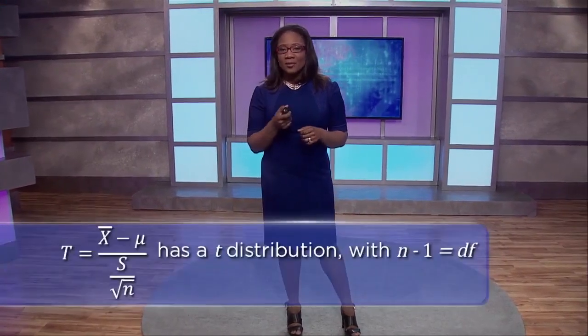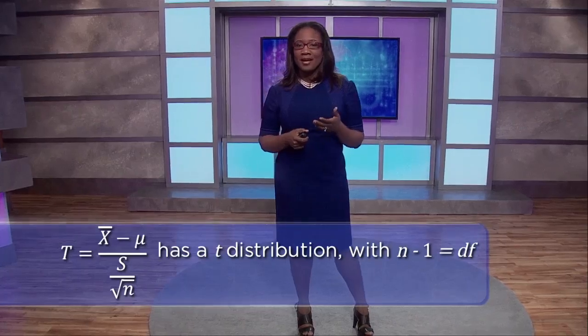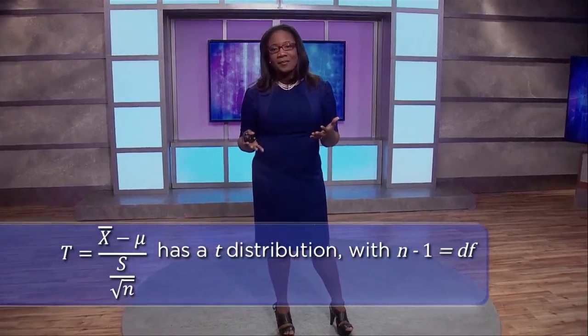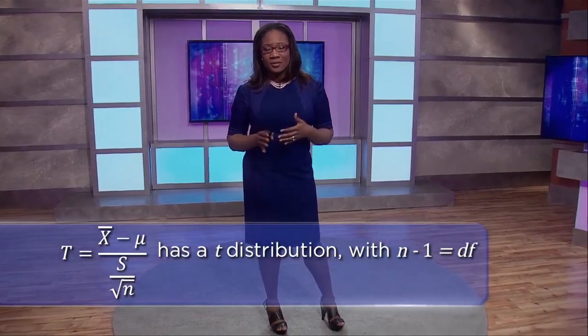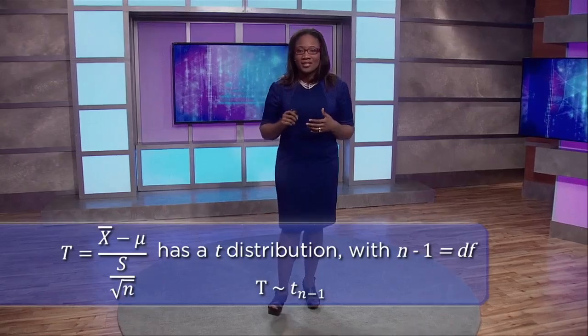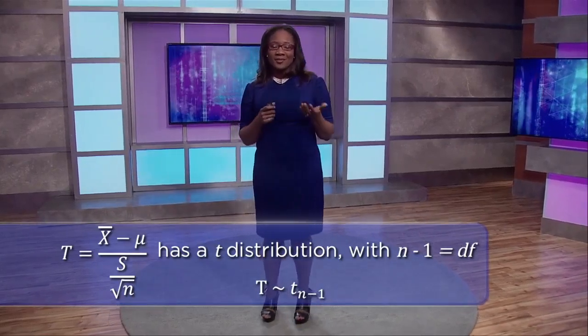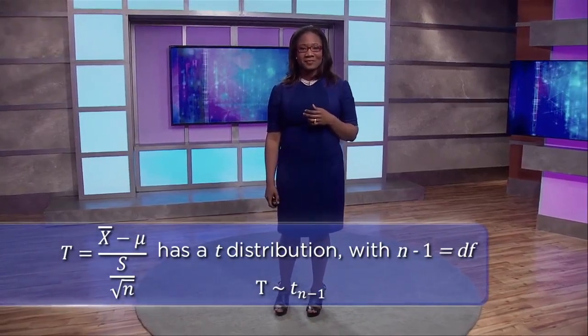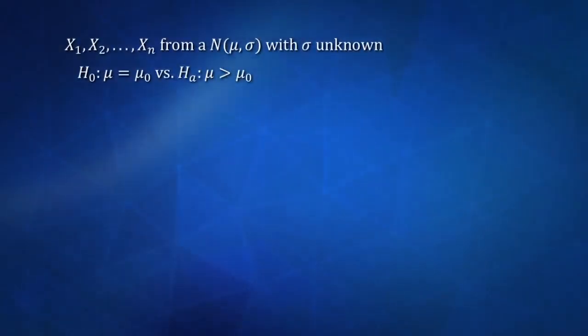So let's formally define our test statistic when we're operating under a t distribution. When x bar is the mean of a random sample of size n from a normal distribution with mean mu, then this random variable t, equal to x bar minus mu over s over the square root of n, has a probability distribution called a t distribution with n minus 1 degrees of freedom. And so we write t tilde, which means t follows a t distribution with n minus 1 degrees of freedom.